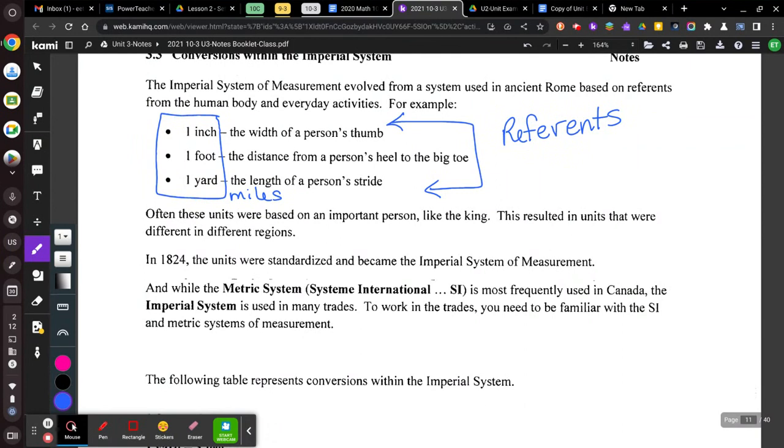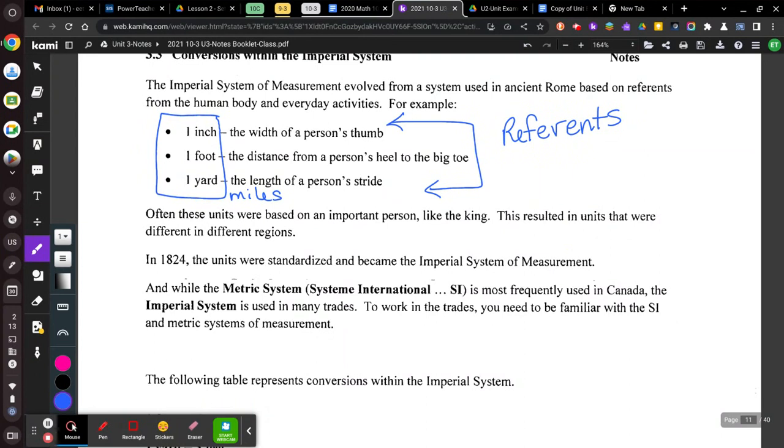It says in 1824, we standardized a lot of these referents. So they standardized them in the early 1800s. They called it the imperial system. The reason it was called the imperial system, again, was because of the imperial kings. So it was based on the king. That's why they named it that way.